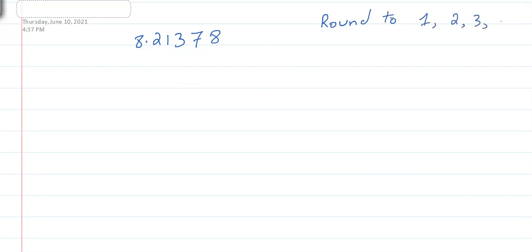Now let's understand how we will round to a required decimal place. I'm writing a number, 8.21378. How many decimal places does it have? 1, 2, 3, 4, 5. There are 5 decimal places. The question is to round to 1, 2, 3, and 4 decimal places. Meaning I have to round this to 1 decimal place, to 2 decimal places, to 3 decimal places and 4 decimal places.